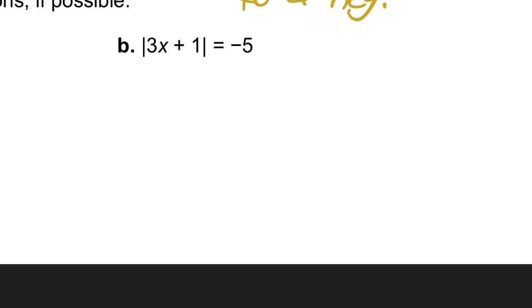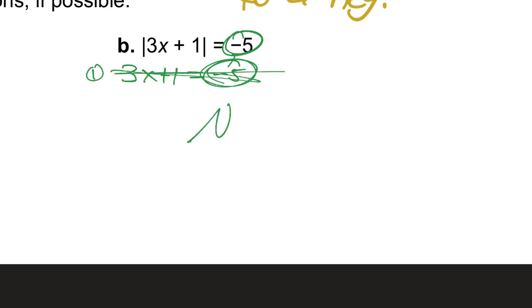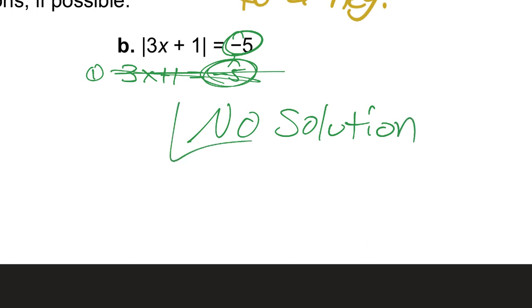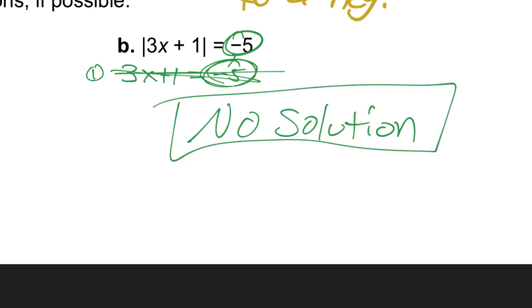All right, over to B, first equation. Write it, 3x plus 1 equals... whoa, notice how it says negative 5. The original can't be a negative. So right there, we cross this off and say, nope, no solution, because an absolute value cannot equal a negative number.